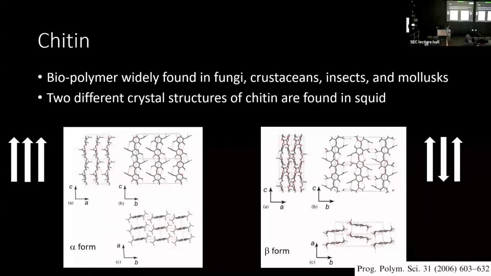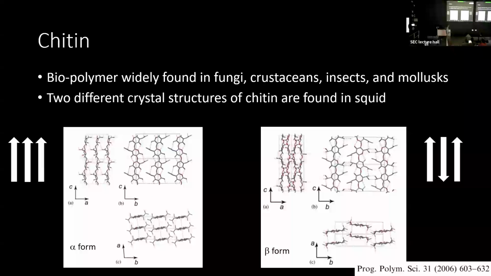So there are two different crystal structures of chitin, the alpha form and the beta form. And the squid, the sea creature, actually uses both forms of chitin. And you have different physical properties with the two different physical forms. So in alpha, you just have all the chains aligned the same way. In beta, you have this anti-parallel arrangement of the chains. And so this anti-parallel arrangement gives you a lot more flexibility in terms of the polymer.